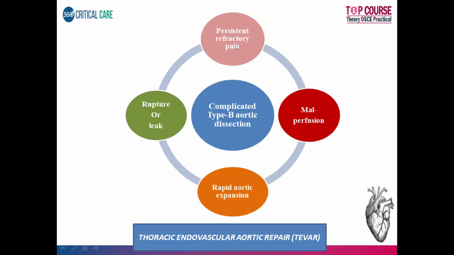As I told, complicated means 4 important things: if there is a persistent refractory pain, if there is a rupture or leak, if there is a rapid aortic expansion, or if there is a malperfusion. And the best surgical method is, as I told, endovascular, that is TEVAR, thoracic endovascular aortic repair.